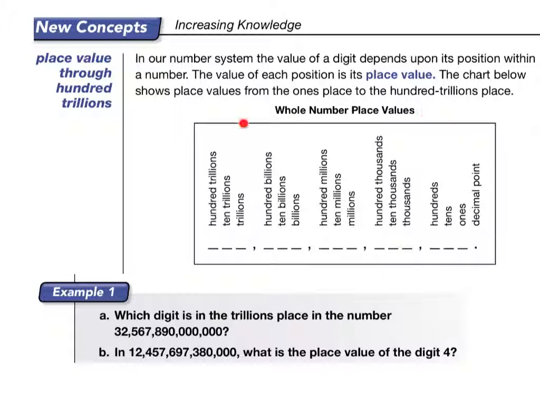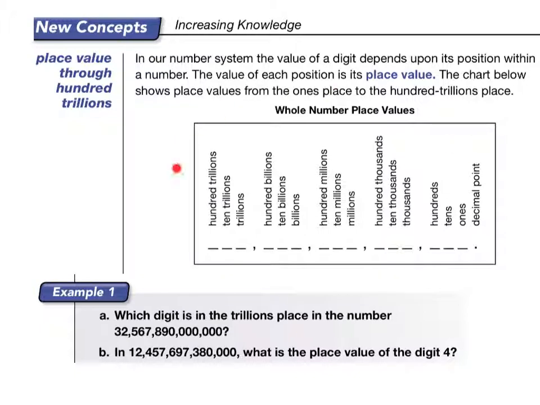Here you need to write this down. This is the whole number place values. Make sure you have this in your notes. So we start out with a decimal point. Then we have the ones, the tens, the hundreds. Then you have a comma every 3 places. And thousands, 10,000s, 100,000s. Then you have the millions, the billions, and the trillions.